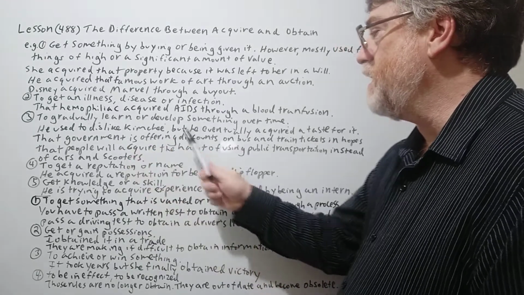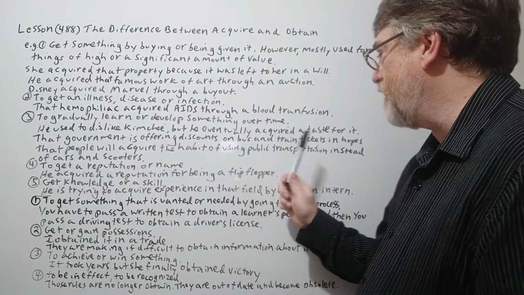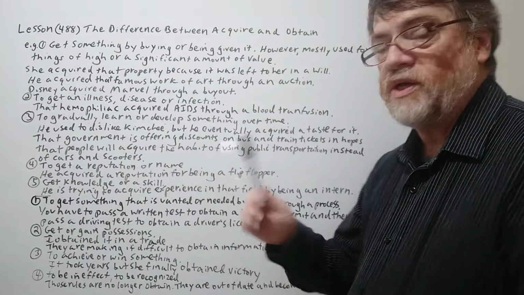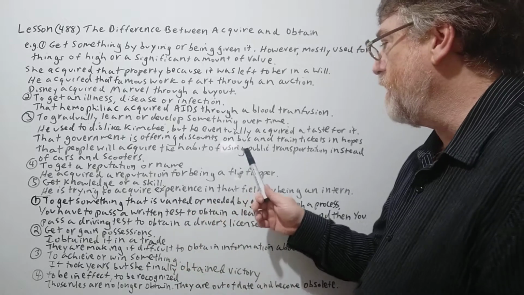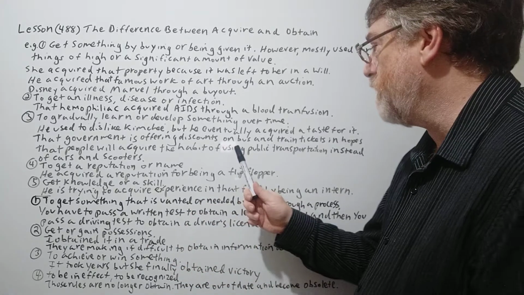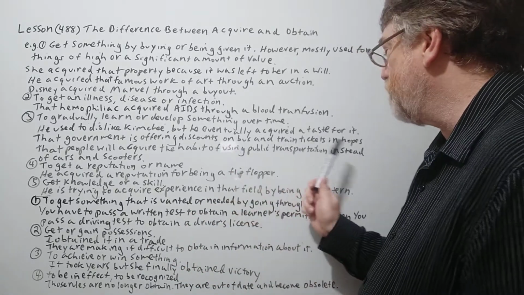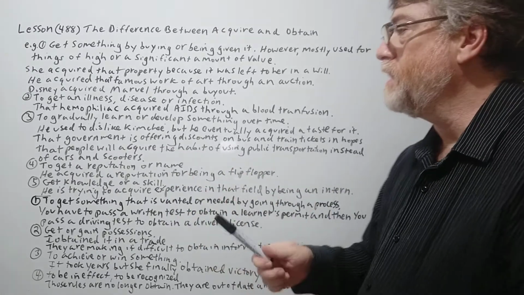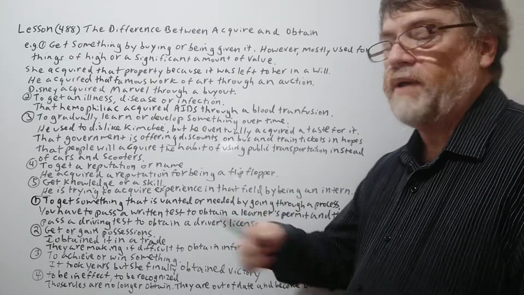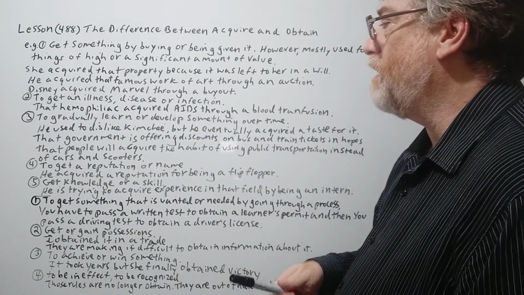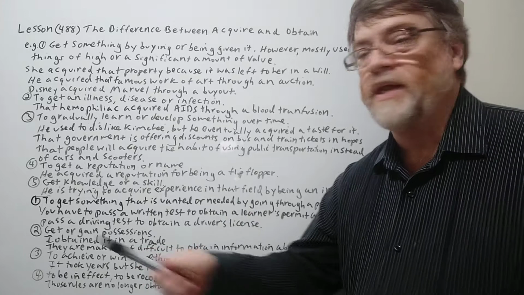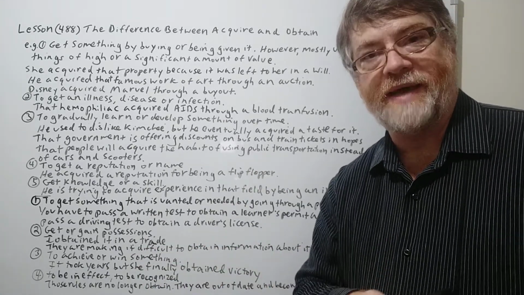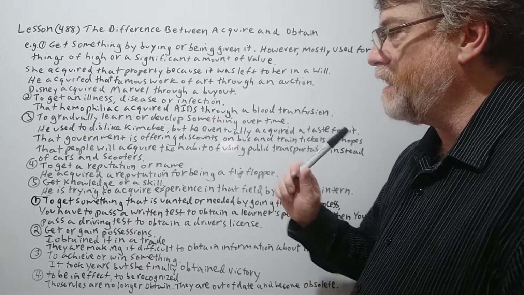That government is offering discounts on bus and train tickets in hopes that people will acquire the habit. So if you acquire a habit, we also use acquire for this one. Acquire the habit of using public transportation instead of using cars or scooters. So again, you're hoping that they pick up this habit. All right, so you develop a habit or you develop a taste for something like that. Okay, good.